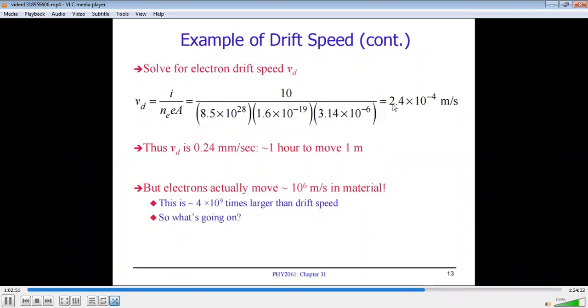That means 1 hour to move 1 meter. But electrons actually move at 10 to the power 6 meter per second in the material. Thus, we can say that is 4 into 10 to the power 9 times larger than the drift velocity. Actually, drift velocity is much, much less than the original speed of the electron. So how many times? 4 into 10 to the power 9 times. Very interesting.